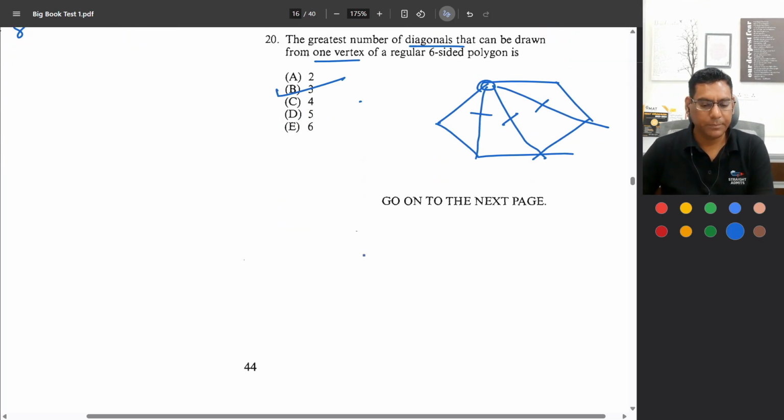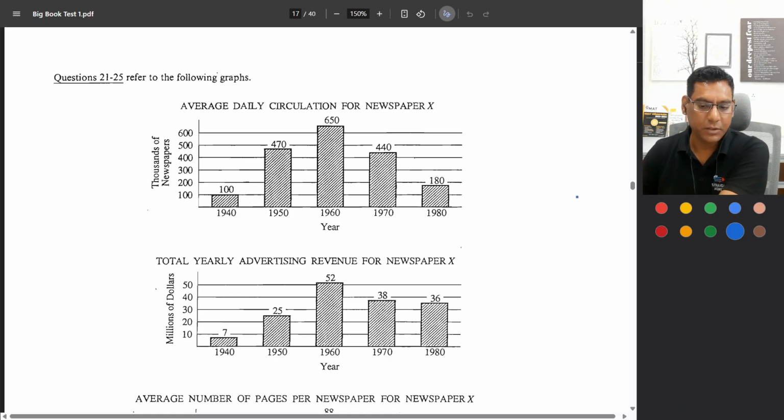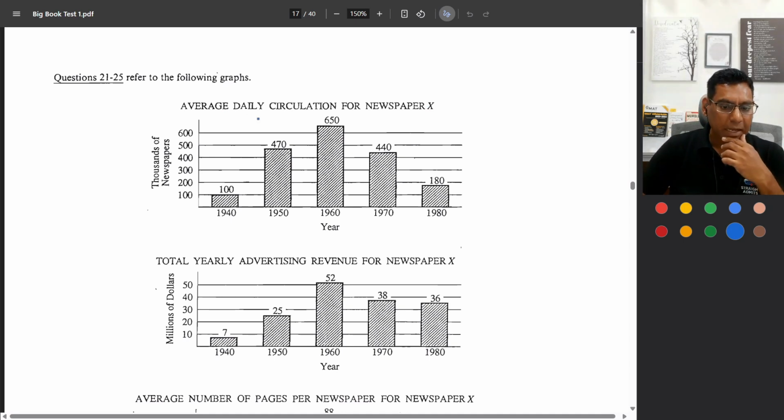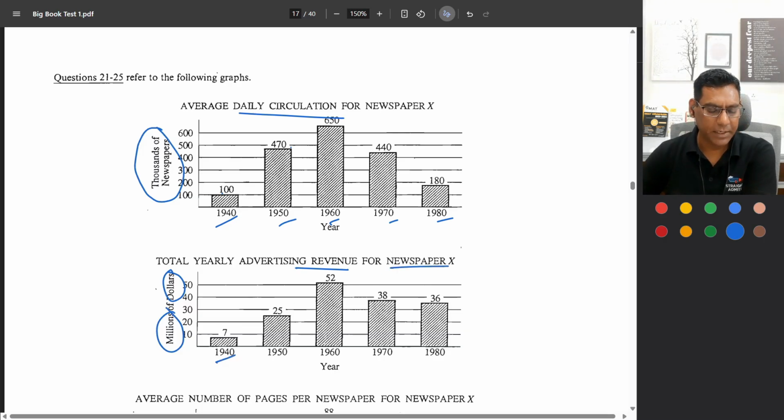Okay, let's move on. All right, let's look at these questions now. Questions 21 to 25 are based on these graphs. Let's study the graphs. Average daily circulation, that means the number of newspapers in thousands for a particular newspaper in these 5 years. 100,000 in 1940, 470,000 in 1950, and so on. Total yearly advertising revenue, ad revenue, so that has to be in millions of dollars. All right, always note the unit. For the same newspaper, in 1940 it was $7 million, in 1960 it was $52 million, etc.